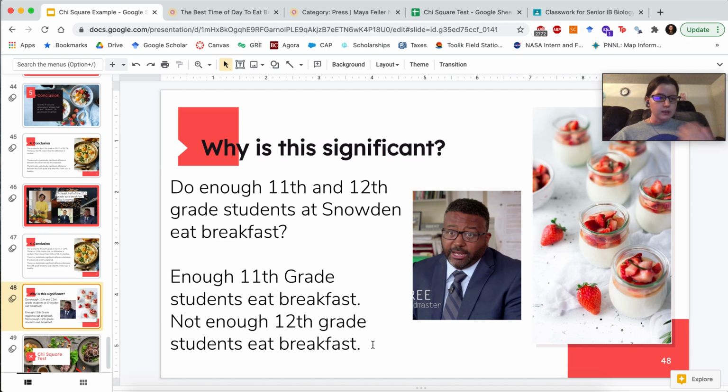There's always a purpose to these statistical tests. And in this one, we were able to conclude whether or not the 11th or 12th grade students at Snowdon eat enough breakfast.